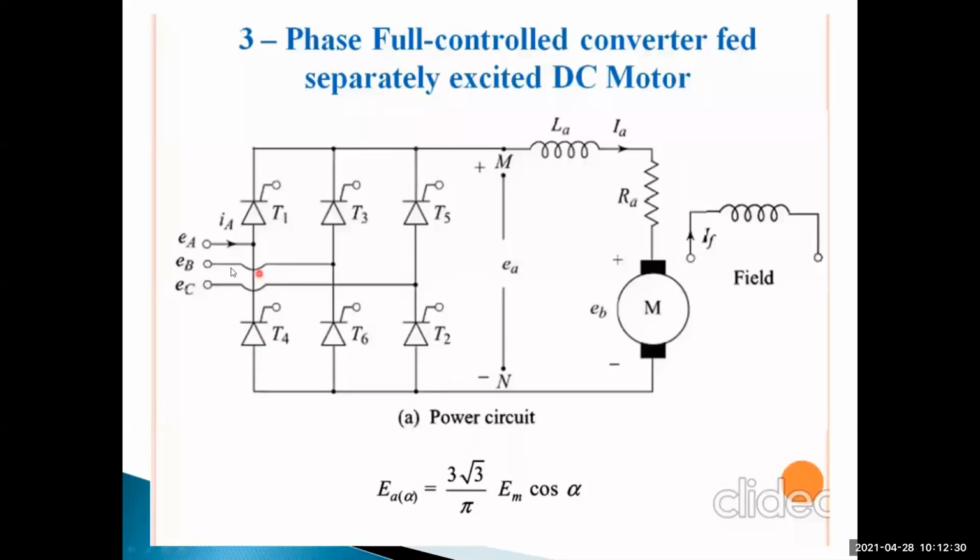Okay, and also try to consider here: if phase EA is connected to the positive of thyristor T1, for example when phase A is positive, then only T1 is forward biased. The thyristor is forward biased if phase A positive is connected to thyristor T1. Similarly, thyristor T3 also is forward biased when EB is connected to T3.